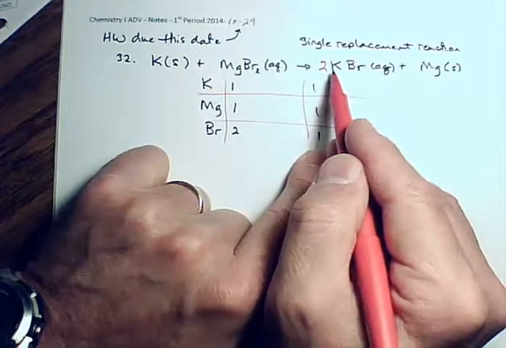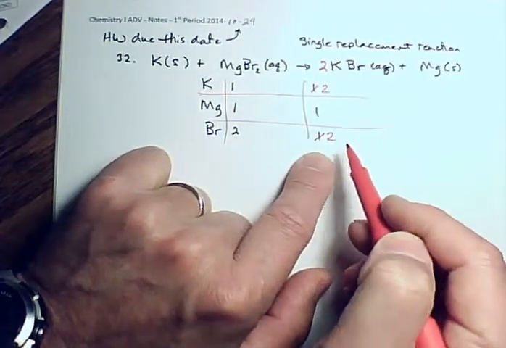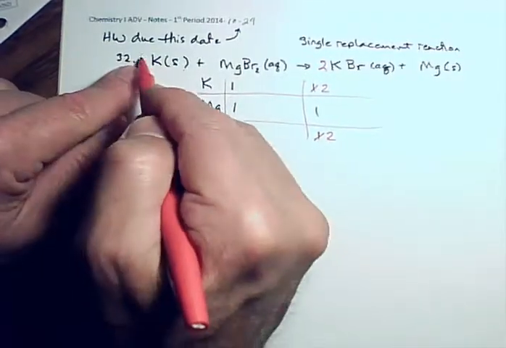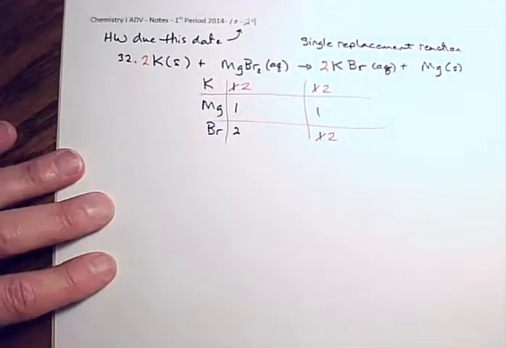Okay, so I've got 2 potassiums now, and I've got 2 bromines. Now that bromine's balanced, I'll go back and balance the potassium by putting a coefficient 2 here, and I got a 2, and everything's balanced.